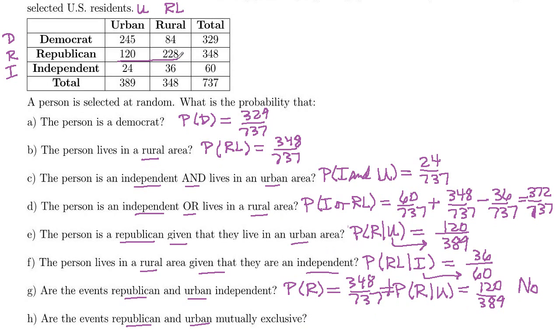Are Republican and urban mutually exclusive? Well, our Republicans are here, urban area are here, and we can see that there's 120 in the overlap. So no, they are not exclusive. There is overlap. So we did a lot of different rules in that example. So that's a great review example.